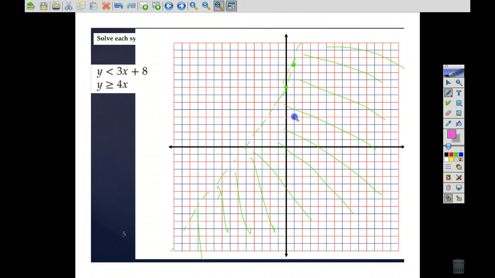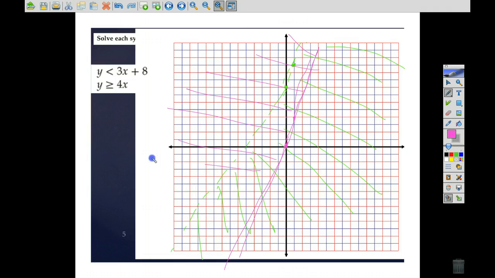Okay, so here and here you have points, and it's a solid line. Try to make it straight, and it doesn't look straight, but let's say that's a straight line. And y is greater than or equal to.